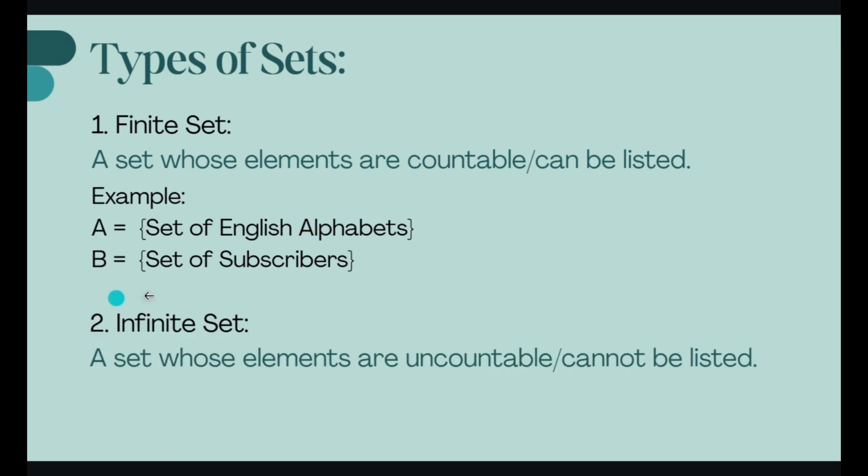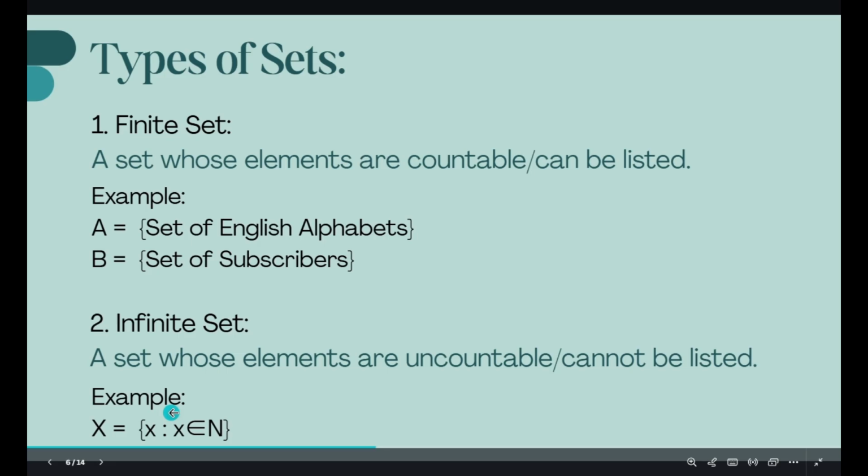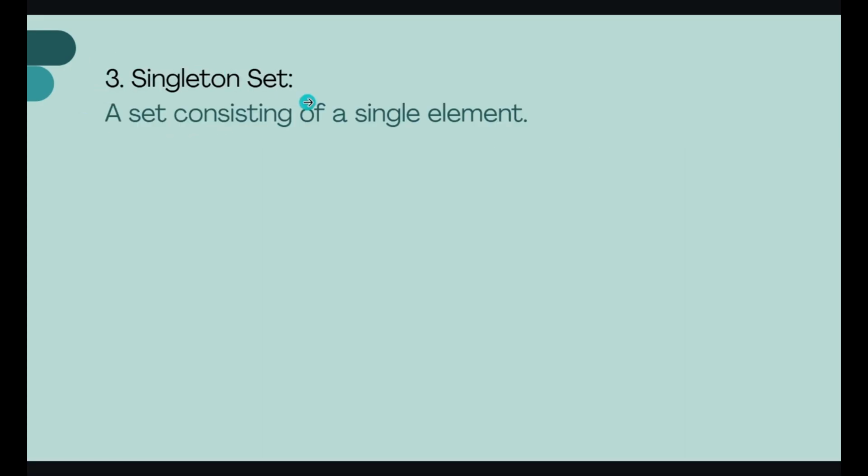And the second one, infinite set, a set whose elements are uncountable or cannot be listed. For example, X equals {x : x belongs to natural numbers}. In roster form, if we write, it starts with 1, 2, 3 and so on till the point where the numbers are uncountable. Third one, singleton set, which means a set consisting of a single element.